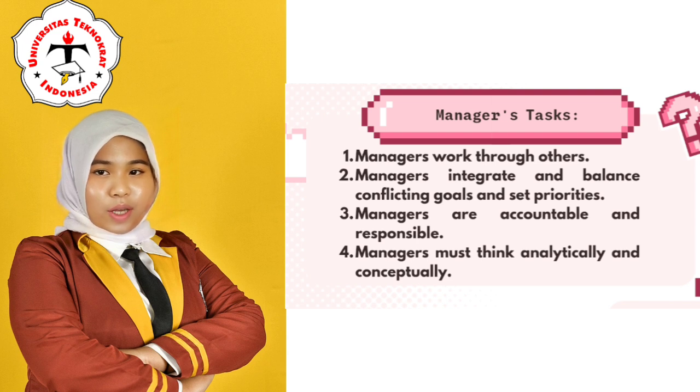Managers work through people. The term people includes not only subordinates and superiors, but also other managers within the organization. Additionally, people also includes individuals outside the organization, such as customers, suppliers, and consumers. Managers integrate and balance conflicting goals and set priorities. Every manager faces a number of goals, problems, and organizational needs that all compete for organizational resources, human, material, or even the manager's time.